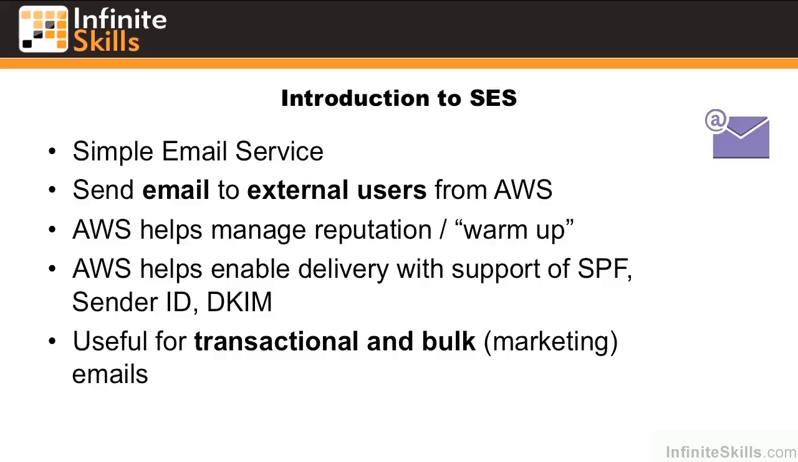In summation, SES allows you to send email to external users from AWS. AWS will help you manage your reputation and warm up. It also helps you enable delivery with support of SPF, Sender ID, and DKIM. It's very useful for transactional and bulk or marketing emails.